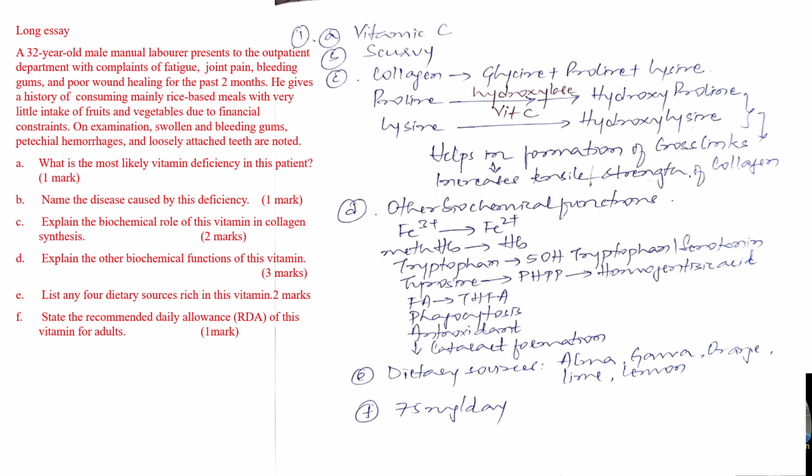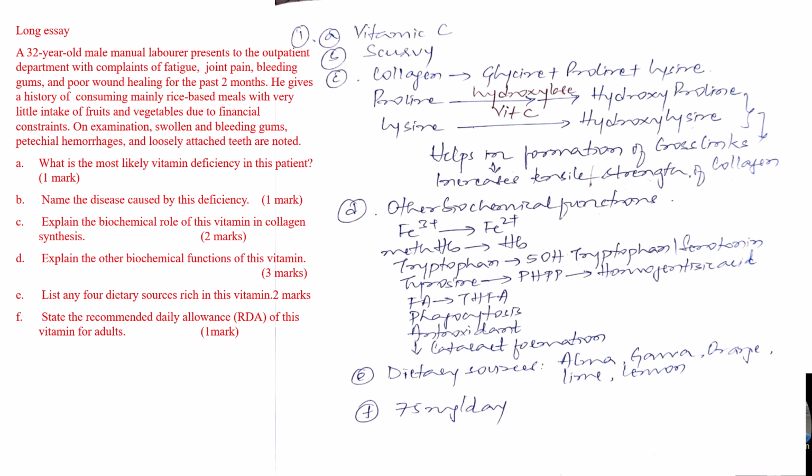What you need to write is collagen is made up of 3 amino acids: glycine, proline, and lysine. Now, of these, proline and lysine undergo post-translational hydroxylation catalyzed by the hydroxylase enzymes, prolyl hydroxylase and lysyl hydroxylase respectively. And these enzymes require vitamin C as coenzyme to form hydroxyproline and hydroxylysine. And these two compounds help in formation of cross-linking, which increases the tensile strength of the collagen.